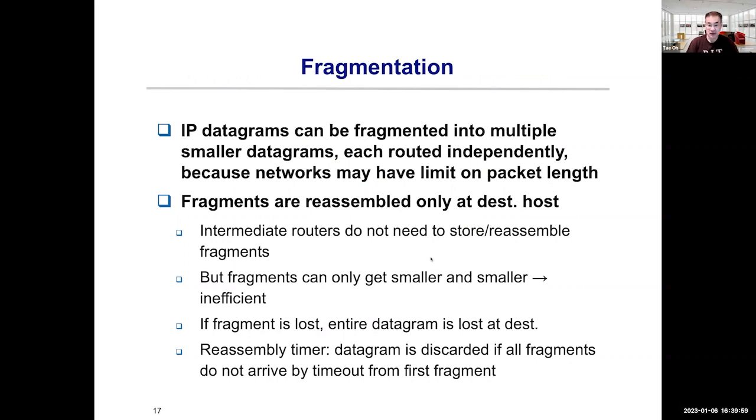Each is routed independently. What I'm saying is, once it's fragmented, packets could go left, go right, but ultimately the packets will arrive at the destination, okay? So the fragments all go separate ways and are reassembled only at the destination host. It's not in the middle. It's not at the intermediate routers, okay?